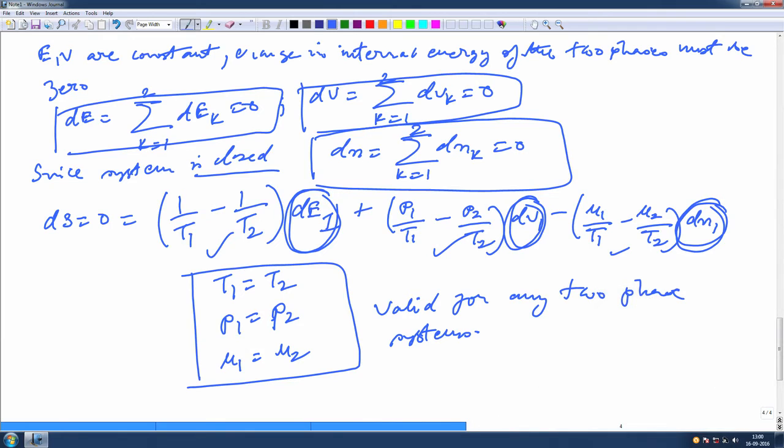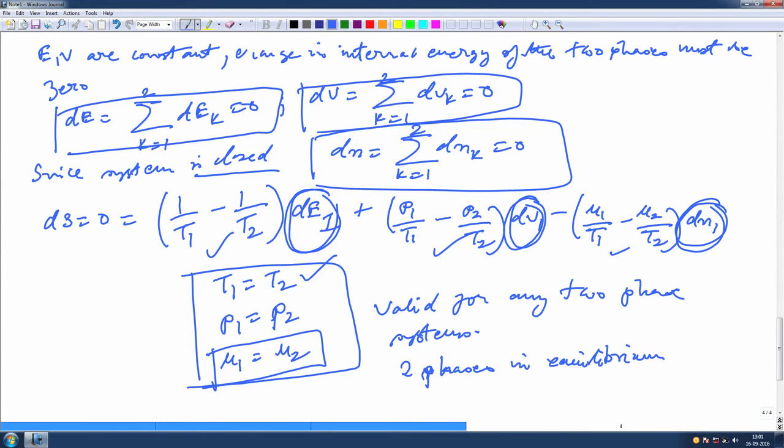We have combined this and we have shown that for a closed system, the temperature between the two phases should be the same. So, for the two phases to exist in equilibrium, when the two phases are in equilibrium, the temperature between the two phases should be equal, the pressure in the two phases should be equal, and the chemical potential between the two phases should also be equal, correct.